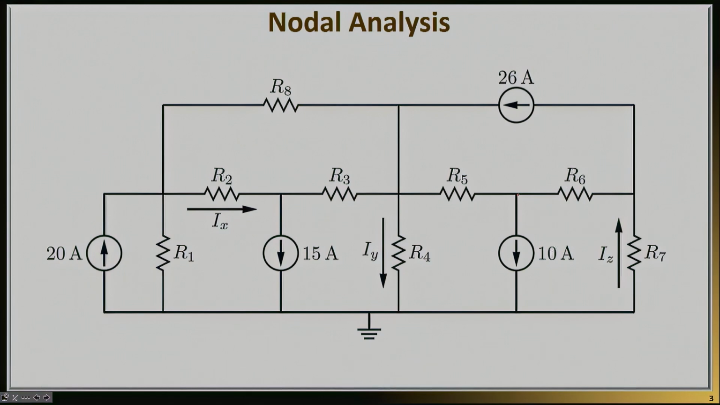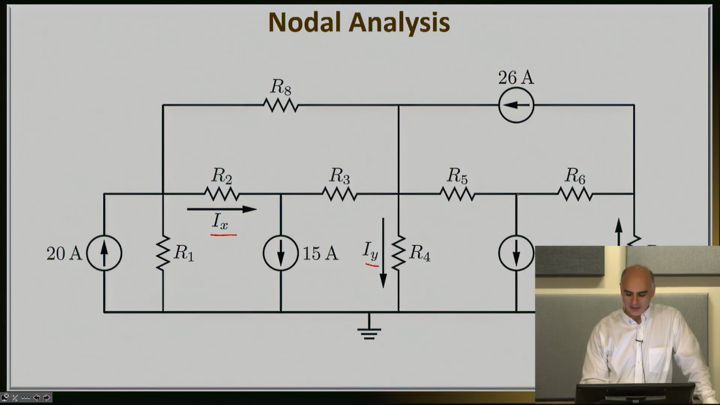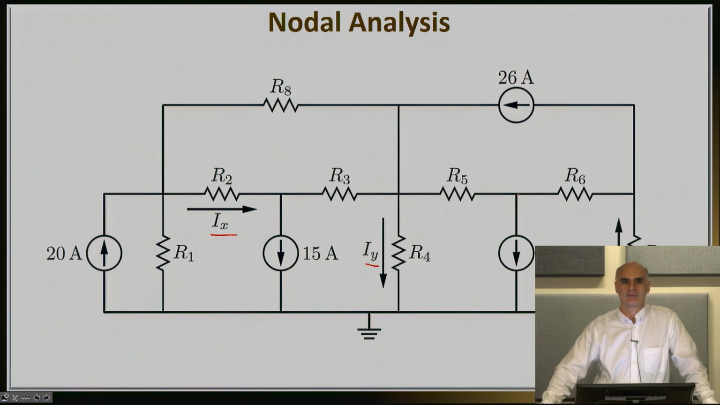What if I change the picture now to this one? This is an identical circuit, except that now I haven't given you any of the other currents. I'm only putting down the unknown currents that you need to find. The problem now is that you really don't have such an easy job.